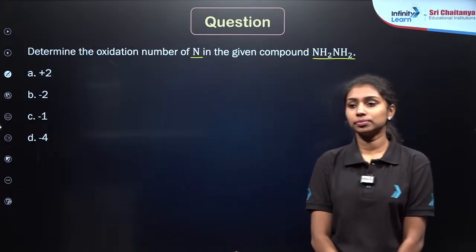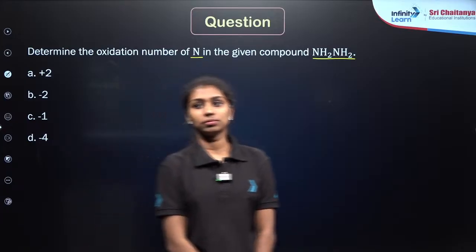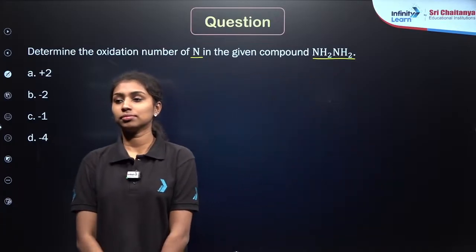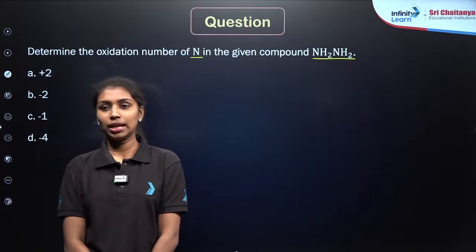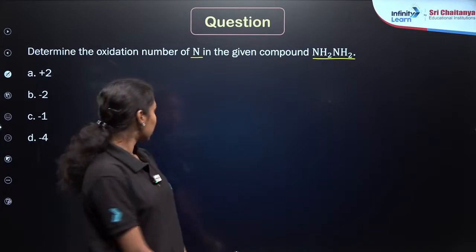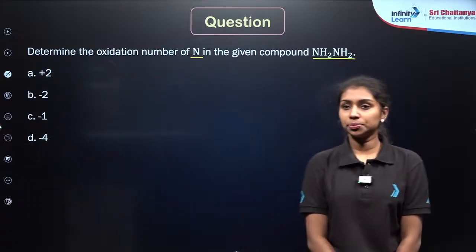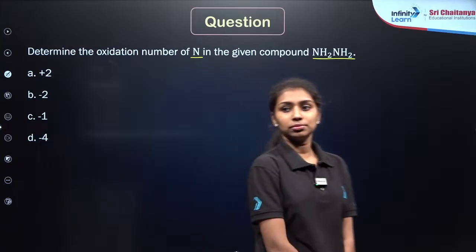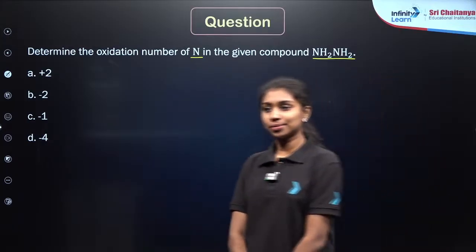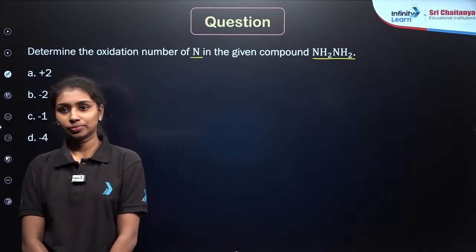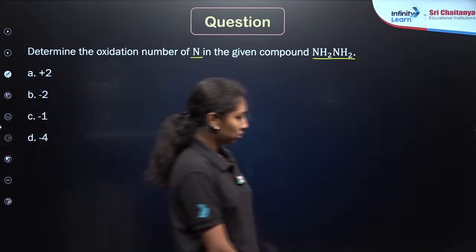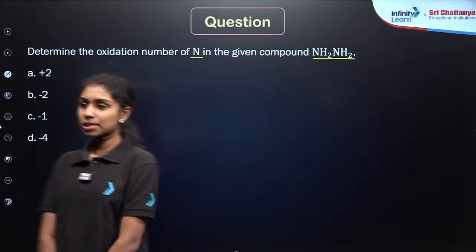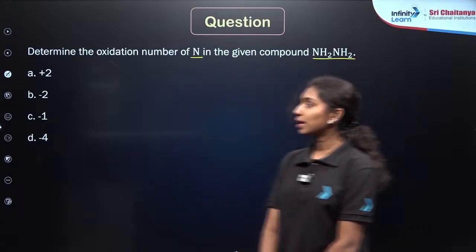What will be the answer? Just calculate the oxidation number and give me the answer fast. Options are given here as +2, -2, -1 and -4. No answers? Arush, is your answer option 2, or is the answer +2? Okay, let's see what will be the answer.